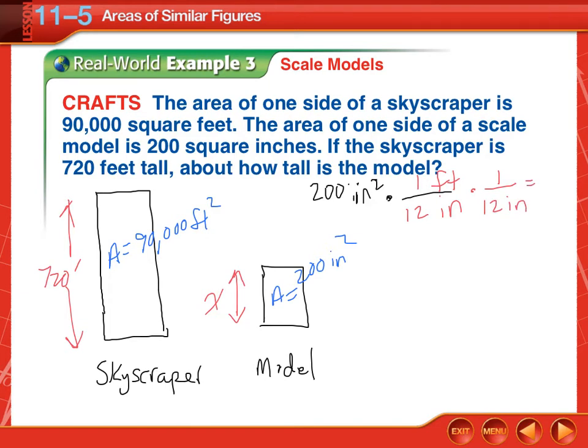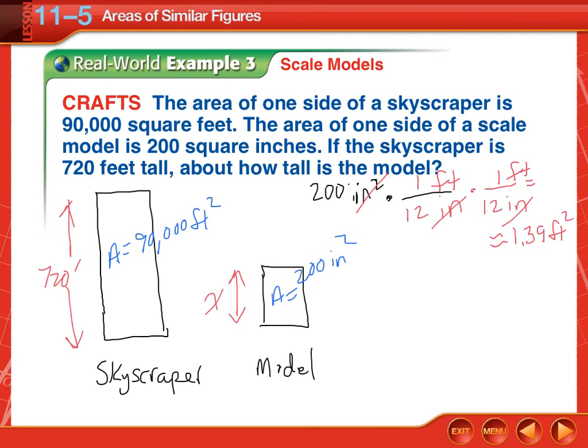So down here I have now 12 times 12, or 144 square inches. Now I can start canceling. The square inches are gone. By the way, I did not finish this here. That's a foot. So inch squared divided by inch is canceled, and I now have square feet on the top. So 200 divided by 144 comes out to be approximately 100.39 square feet.